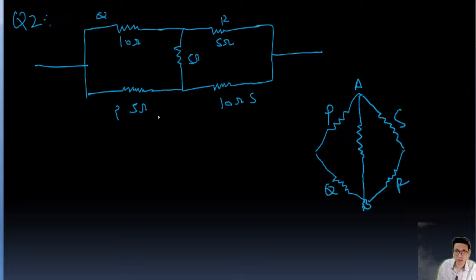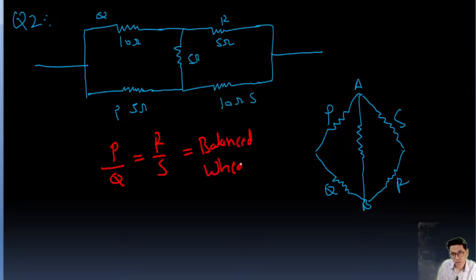So from here we will check whether it is a balanced Wheatstone bridge or an unbalanced Wheatstone bridge. For a balanced Wheatstone bridge, we know the condition, right? That should be P upon Q should be equal to R upon S, right? For a balanced Wheatstone bridge.